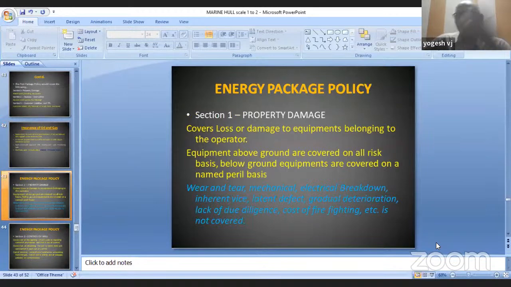Okay. Again, what does it cover? Same thing: property damage. Whatever equipment is applied or installed there, if that equipment suffers a loss, it will be covered. Wear and tear, mechanical and electrical breakdown, inherent vice, latent defect, gradual deterioration, lack of due diligence, cost of firefighting, etc. are not covered.